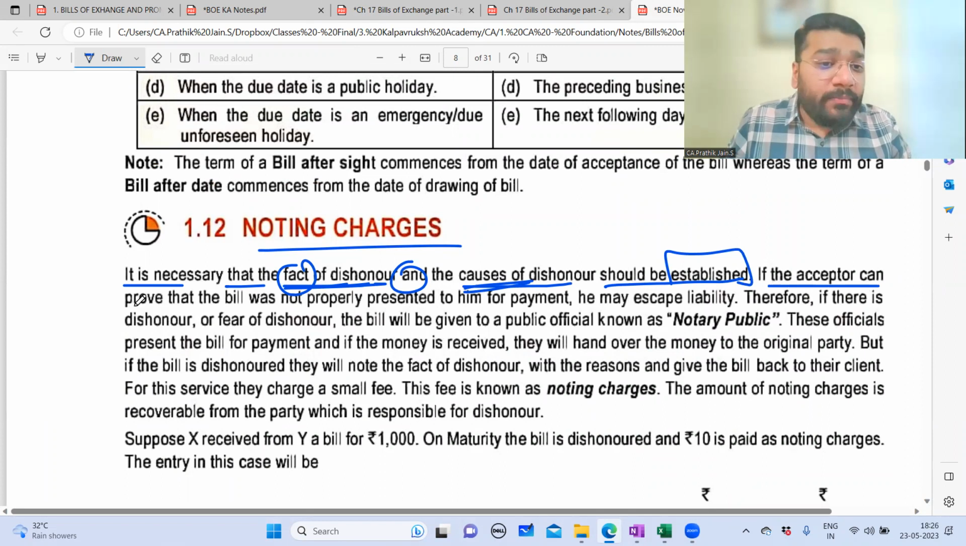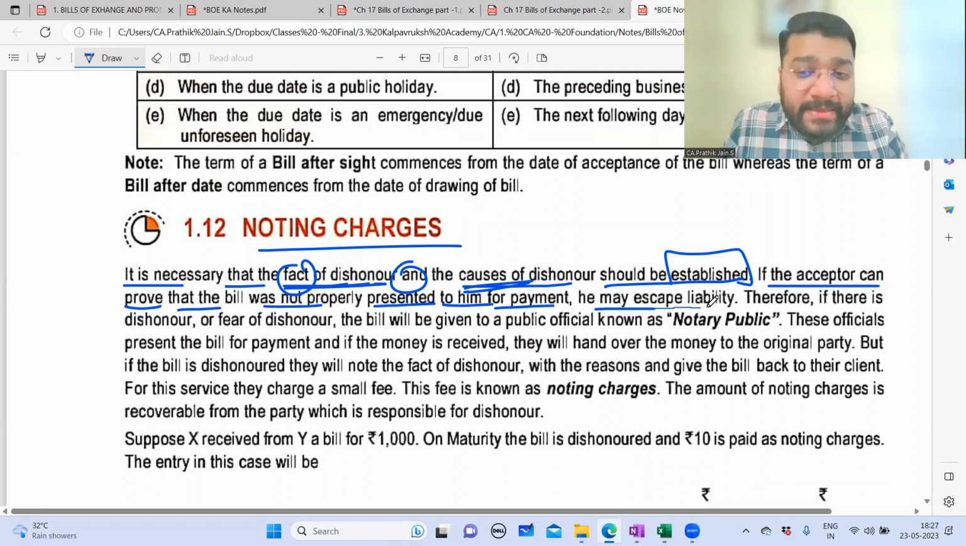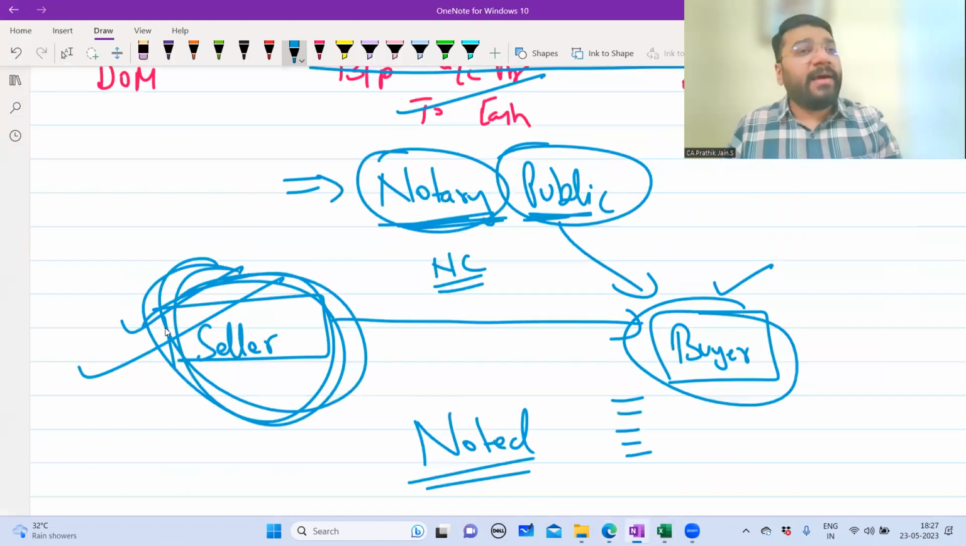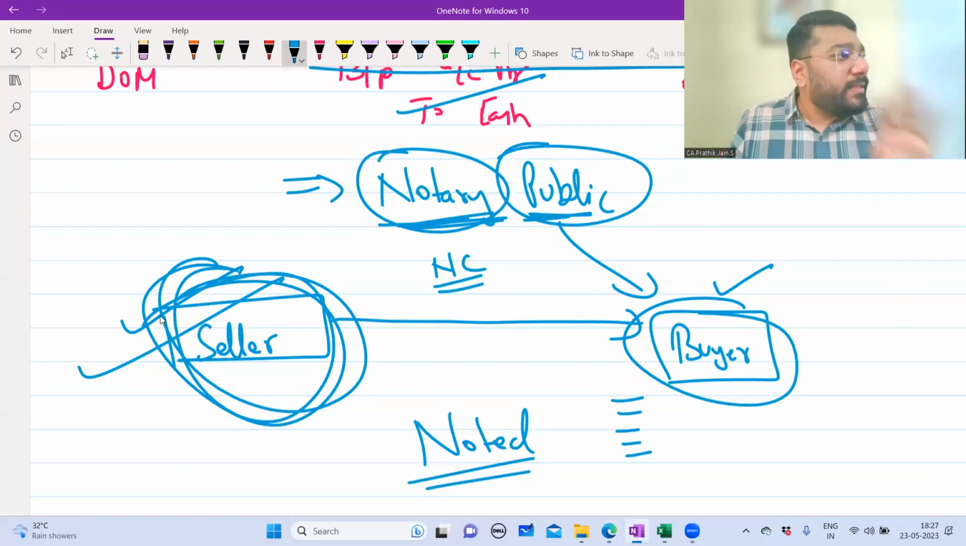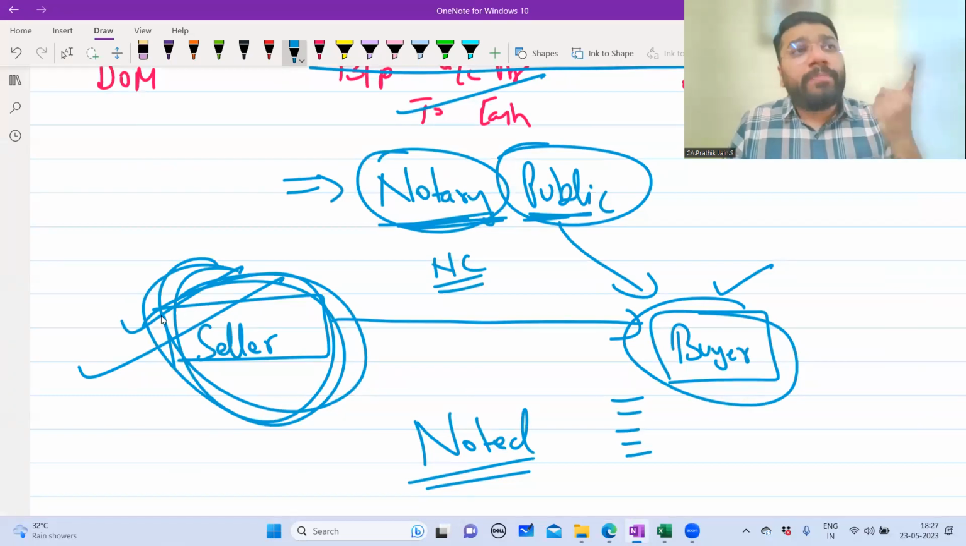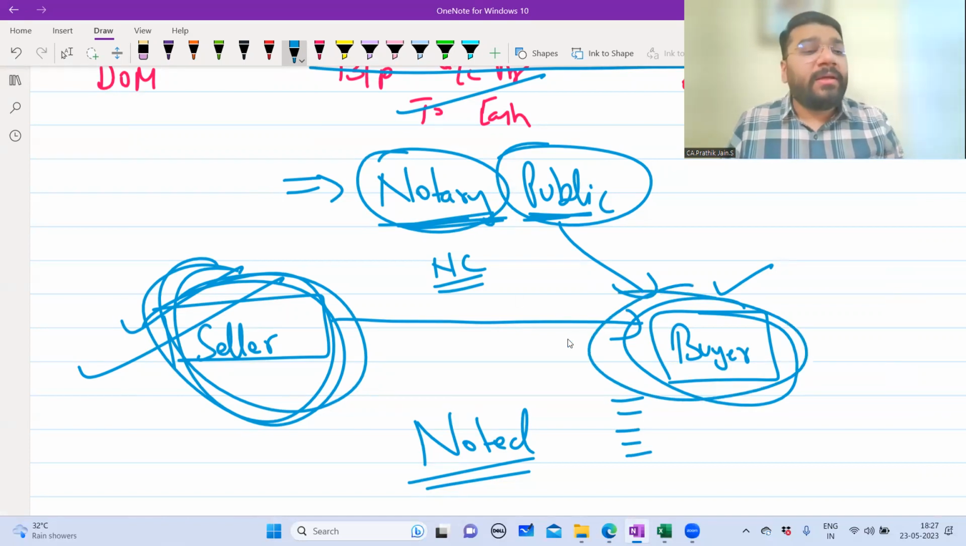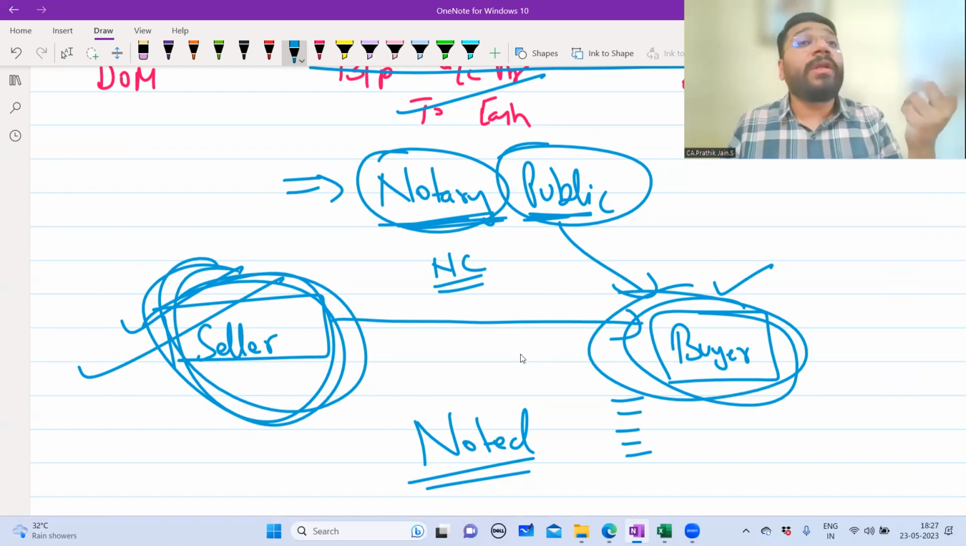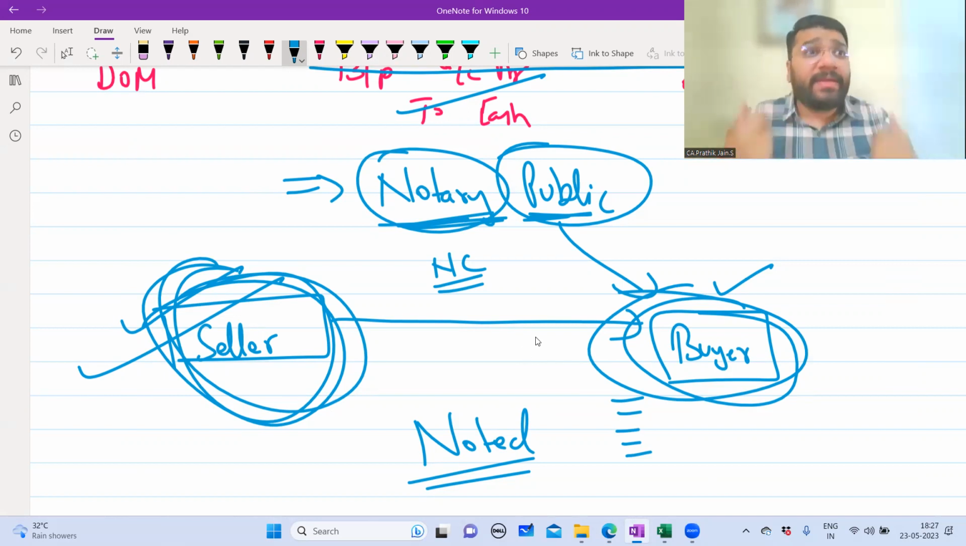If the acceptor can prove, acceptor means who? Buyer. If the buyer can prove that the bill was not properly presented to him for payment, he may escape the liability. Now, for example, the seller did not even present the bill. Without presenting the bill, the seller noted down and filed a case against the buyer in court saying, I went to this guy for getting my money back, he did not give me my money. Like that, he can put a false case on the buyer. The buyer argues, sir, I never received the bill. If I don't receive the bill, how will I make the payment?